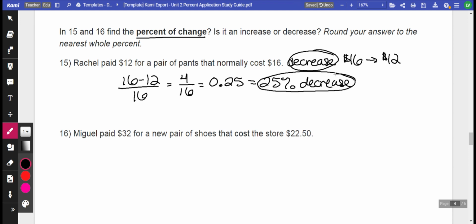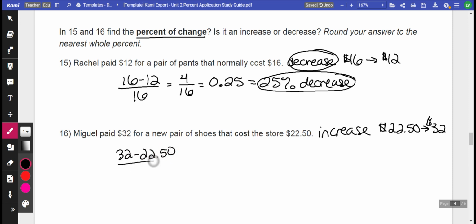Number 16, Miguel paid $32 for a new pair of shoes that cost the store $22.50. This is an increase. And I know it's an increase because if the store spent $22.50, but you're paying $32, that means that you are paying more. So that's an increase. So I'm going to take 32 minus $22.50. I'm going to divide it by the original price of $22.50.